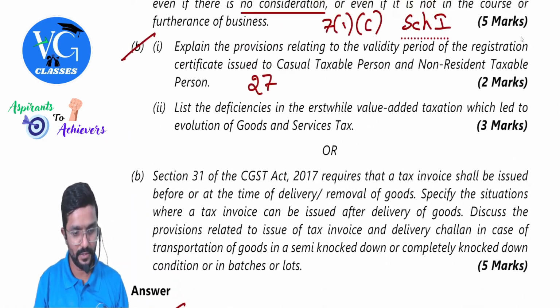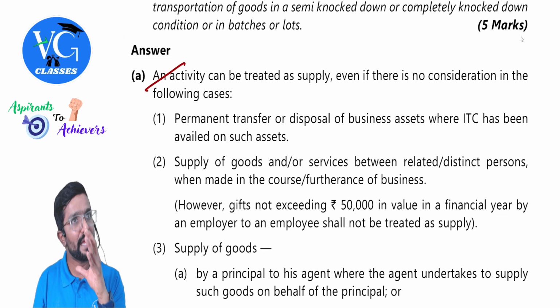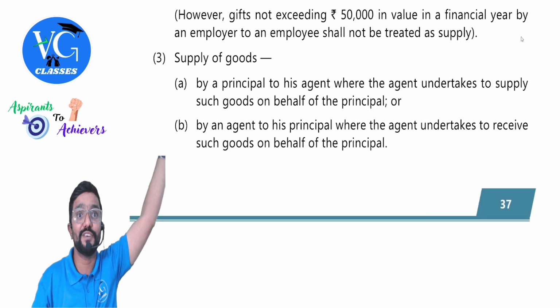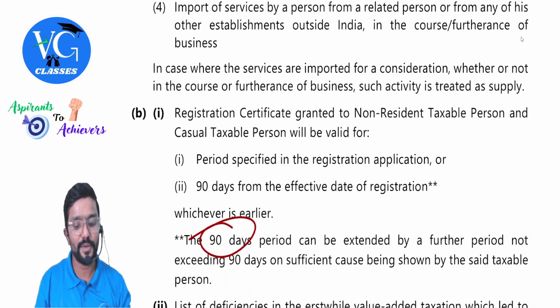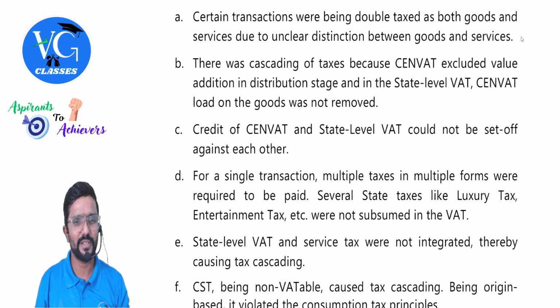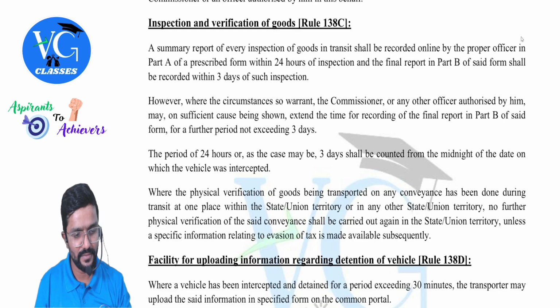Okay. Sure. Next. List the deficiencies in erstwhile value added taxation which led to the evolution of GST. Means whatever were the disadvantages or deficiencies of the previous indirect tax regime, you have to write. First chapter question, guys. Okay, and I'm not so convinced with whatever they have given here because a lot of things are repeated. So I will just show you the answer you can present, which you would have learned in the first chapter of the syllabus. First chapter means not direct tax, indirect tax.